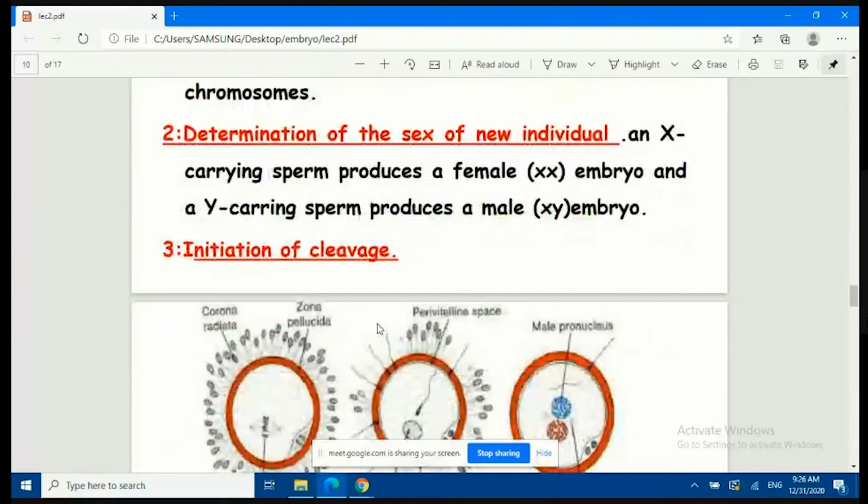The second point is determination of the sex of the new individual. If an X-carrying sperm unites with the X of the female, they will form a female embryo. While if the sperm is carrying a Y chromosome, they will give us a male embryo that is XY.